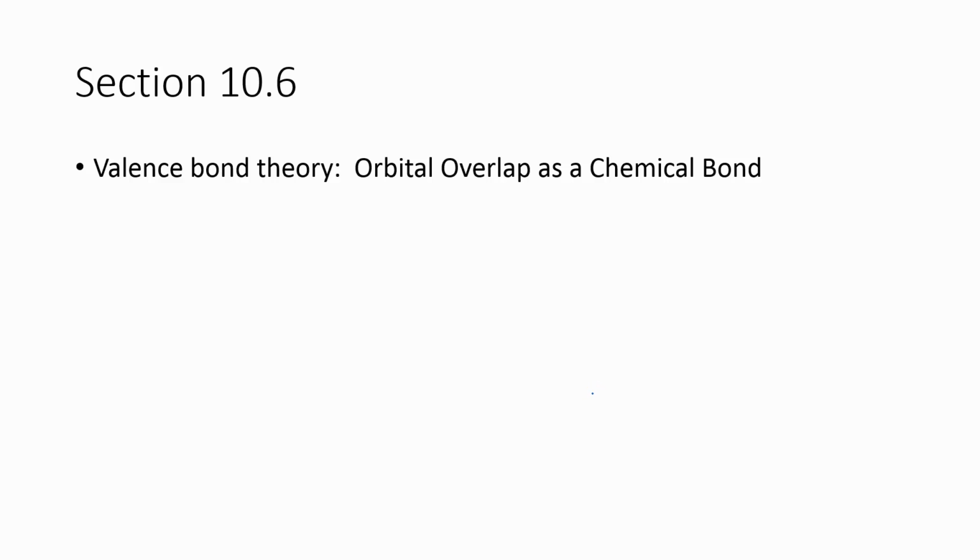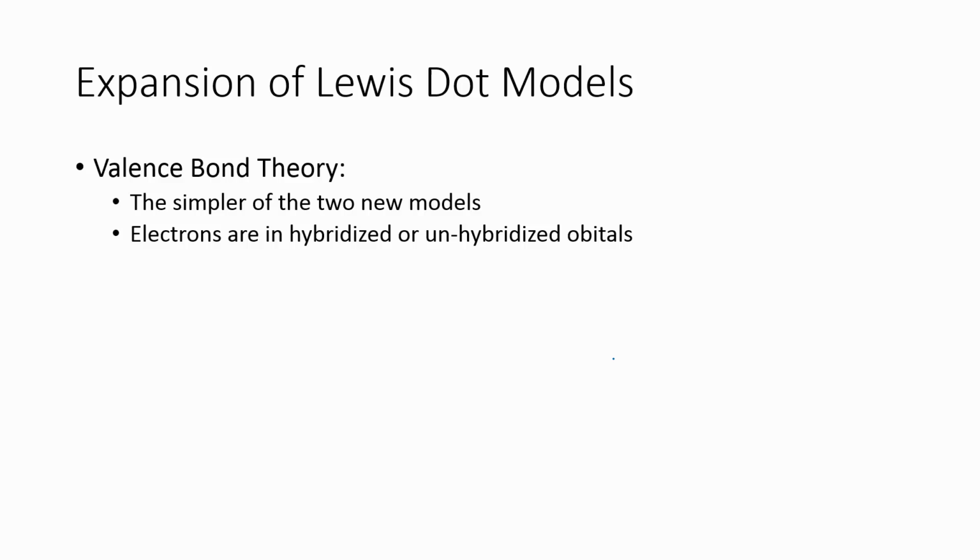In section 10.6, we start to expand a little farther than the Lewis dot structure model of molecules and covalent bond interaction. We start talking about the first of the advanced theories, which is valence bond theory. And this is where we're looking at orbital overlap as a chemical bond in a little bit more detail. Valence bond theory is the simpler of the two additional models we're going to talk about in this chapter. Electrons are in hybridized and unhybridized orbitals.